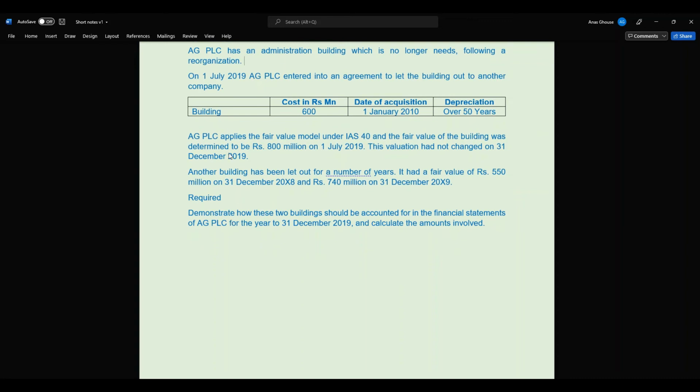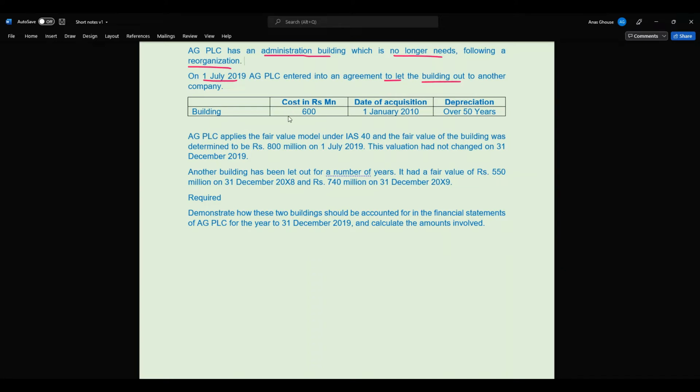Now let's move on to this particular question. AG PLC has an administration building which it no longer needs following a reorganization. On 1st July 2019, AG PLC entered into an agreement to let the building out to another company. So after the reorganization, they are planning to let out the building.